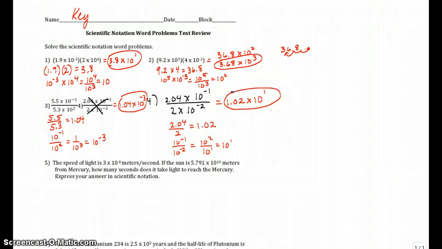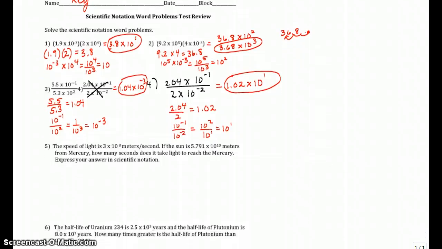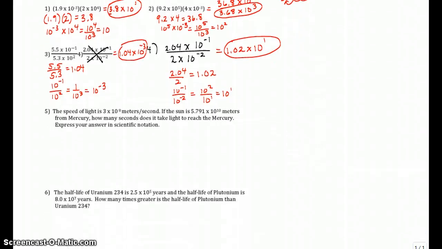Okay, now let's go ahead and go to the first word problem. Move this down a little bit. It says the speed of light is 3 times 10 to the 8th meters per second. If the sun is 5.791 times 10 to the 10th meters from Mercury, how many seconds does it take light to reach Mercury? Express your answer in scientific notation. I'm going to actually do it both ways just so you can see how this works. So you got to use your distance equals rate times time formula.